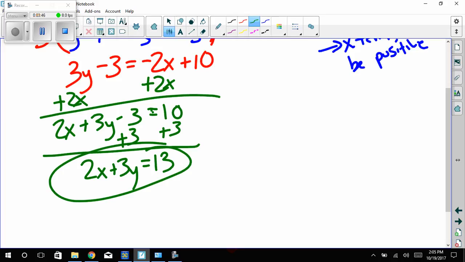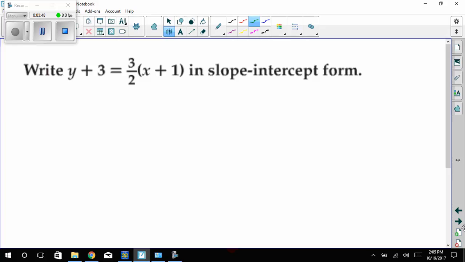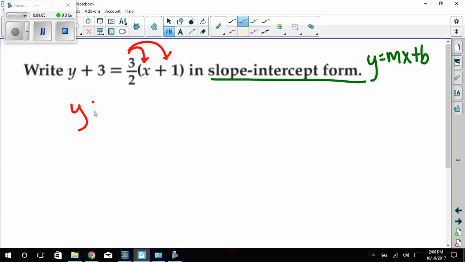And of course, if we go into standard form, we're also going to go to slope-intercept form, reminding you that slope-intercept form is y equals mx plus b. In other words, in this case, we're going to just try to get y alone. This is going to be the way that is easiest to graph point-slope form. So go ahead and distribute. So we get y plus 3 equals 3 over 2 x plus 3 over 2.